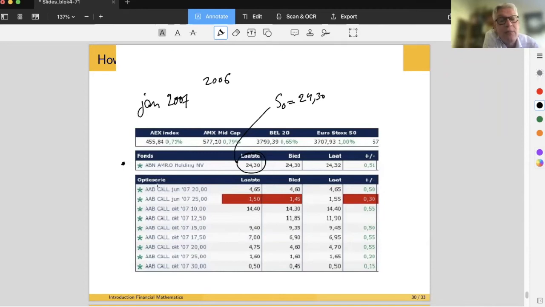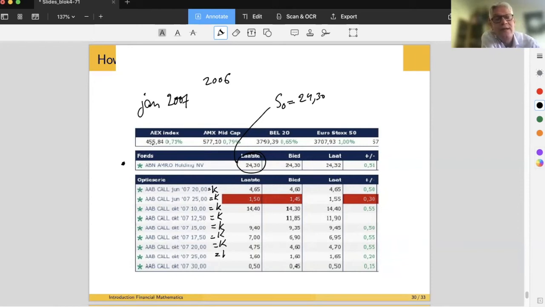And here is, for example, the call for June 2007, with strike price 20. So K is equal to 20. And this is the call for June 2007, strike price 25. There's also October, and in October there's even a strike price of 10, 12.5, 15, 17.5, 20, 25, and 30. Next to calls, we also have puts. And we also have many other strike prices and many other expiration dates.